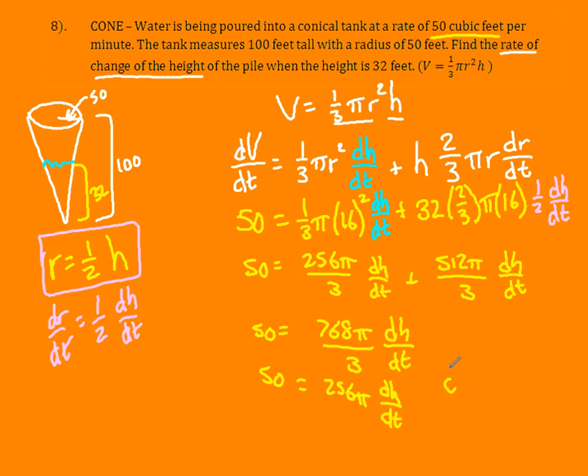So when I answer dh dt, to get it by itself, I'm going to divide by 256 pi. So 50 over 256 pi. That can reduce to 25 over 128 pi. My unit should then be feet per second.